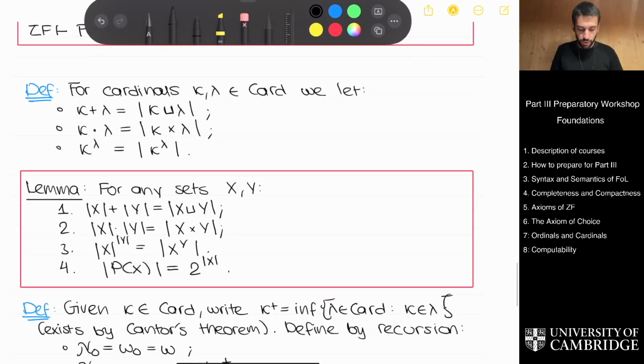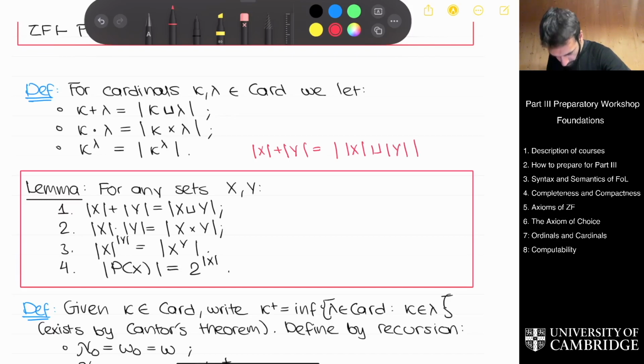Now notice that these are not tautological, it doesn't follow by definitions. Why is that? Because technically what the definition would tell us would simply be that the cardinality of x plus the cardinality of y is equal to the cardinality of x union y. So what the lemma tells us, for instance, for the first point, is that this is equal simply to the cardinality of x disjoint union y.